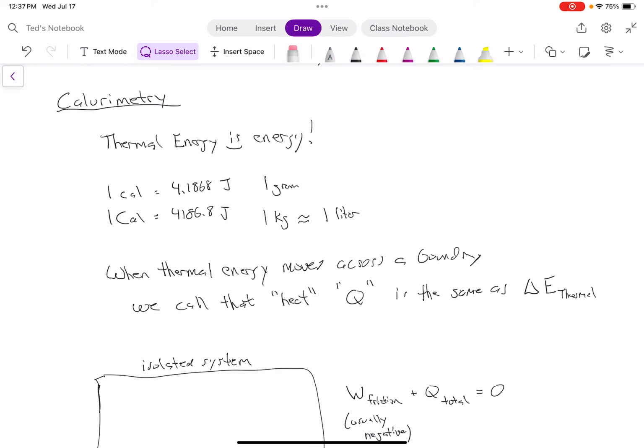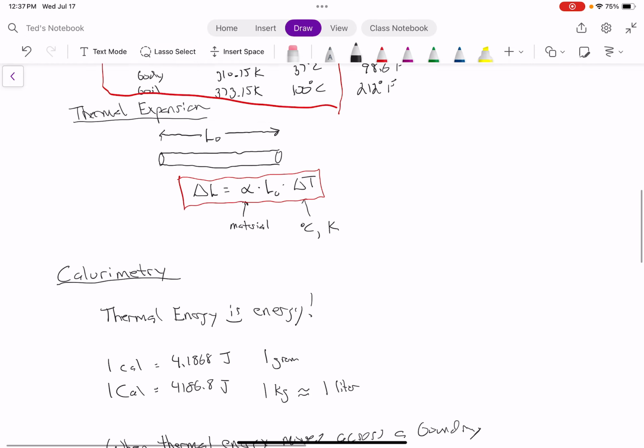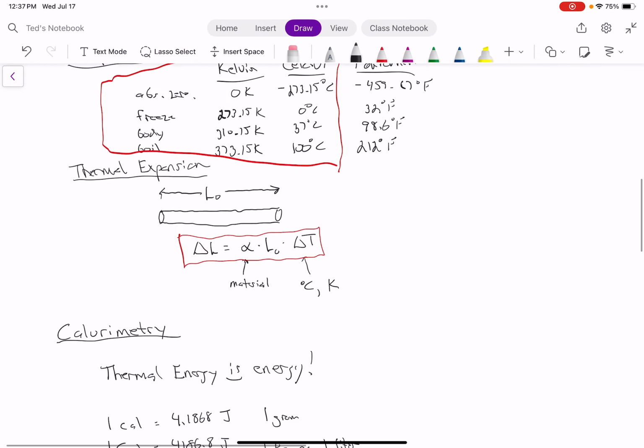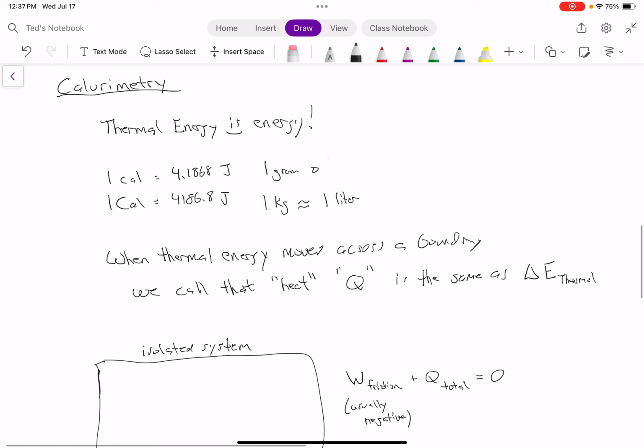A calorie is defined as the amount of energy required to raise 1 gram of water 1 degree Celsius. A kilocalorie is the amount of energy to raise 1 kilogram of water, which is about 1 liter of water, 1 degree Celsius.